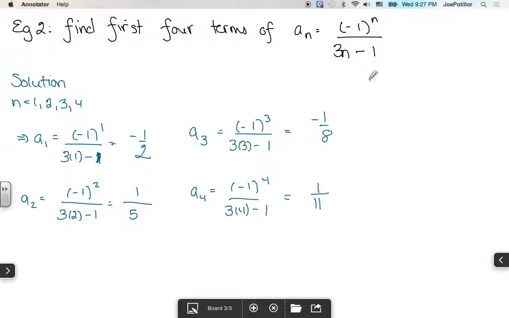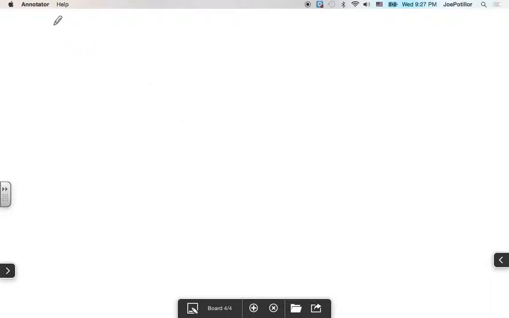So to write out the terms of the sequence, we'll write it on the next page. It's negative 1/2, 1/5, negative 1/8, 1/11, and so on. And the signs alternate from positive to negative.